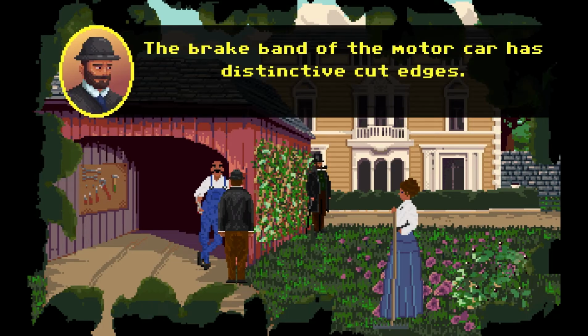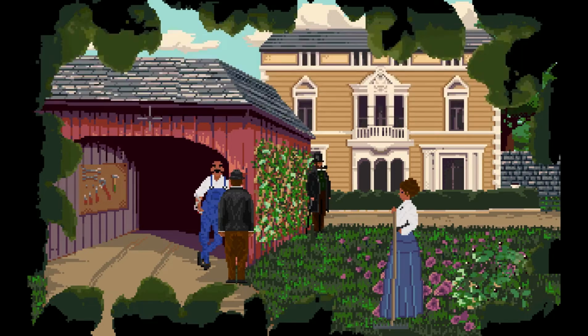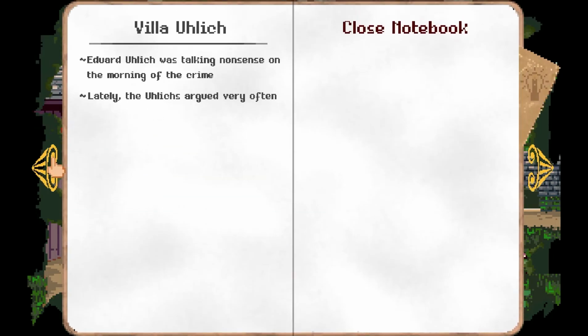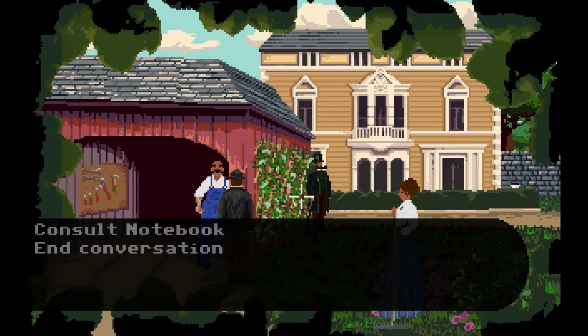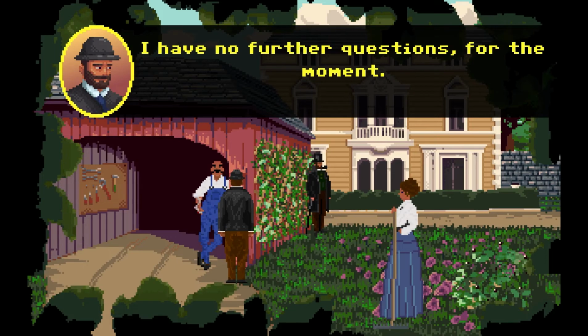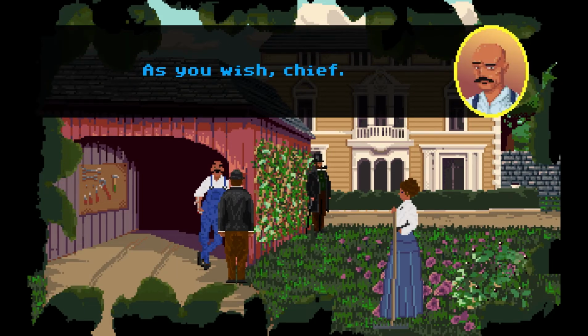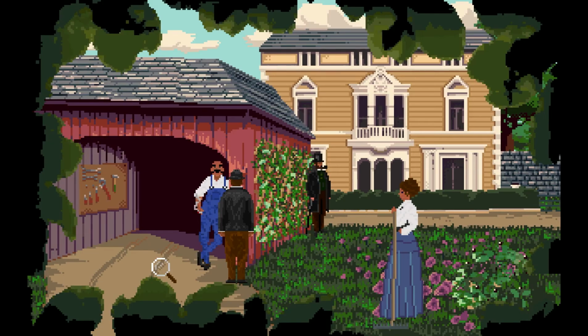Das Bremsband des Motorwagens weist markante Schnittkanten auf. Darüber weiß ich nichts. You can't just say you wouldn't know anything about that when it's your pride and joy. That's rude. Für den Moment habe ich keine anderen Fragen. Wie Sie wünschen, Meister. Okay, here.